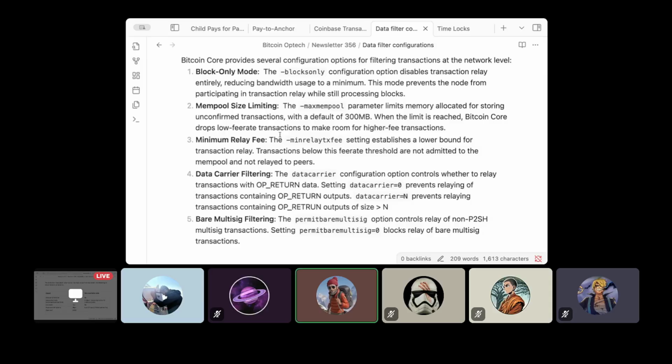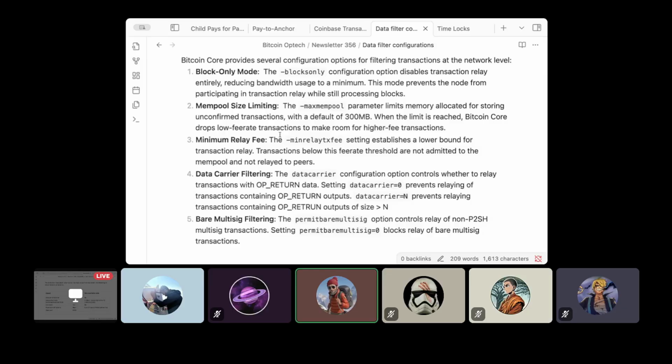So it's a very frugal way of running your node. It hogs very little memory of your node. So this is typically useful when you are very selfish and you just want to protect your own privacy and your own transactions' integrity. You can use this blocks only mode.